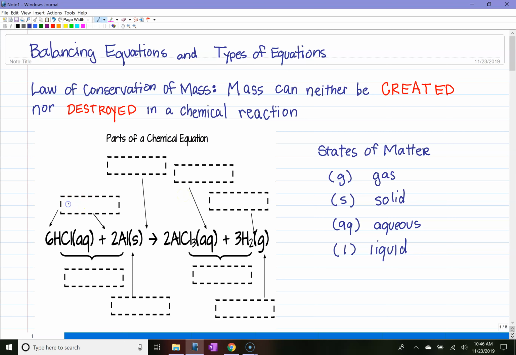We call these the coefficients. The arrow between we read as yields. The symbols after the reaction are the states of matter.